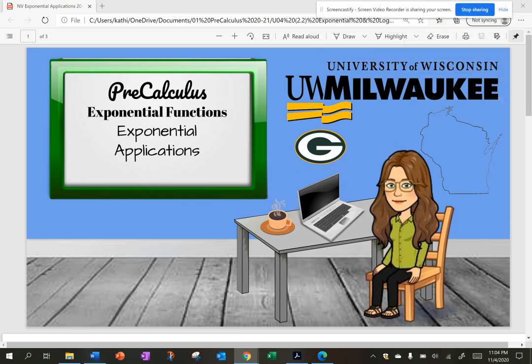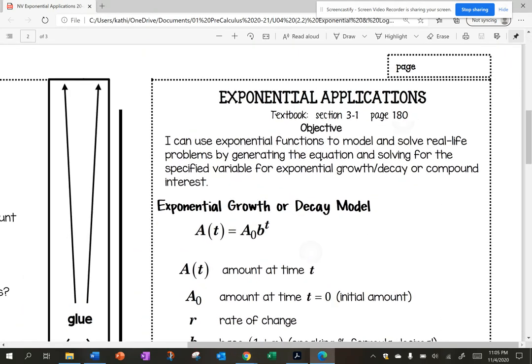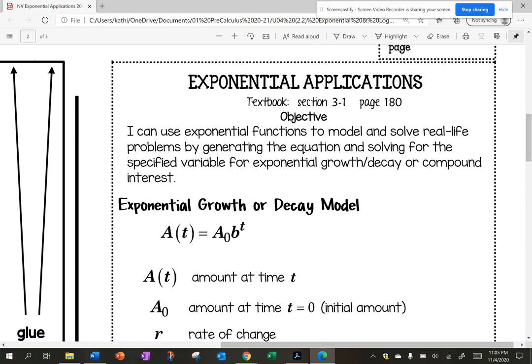Today's lesson is exponential applications. My learning target is I can use exponential functions to model and solve real-world problems by generating the equation, solving for the specified variable for exponential growth or decay or compound interest.